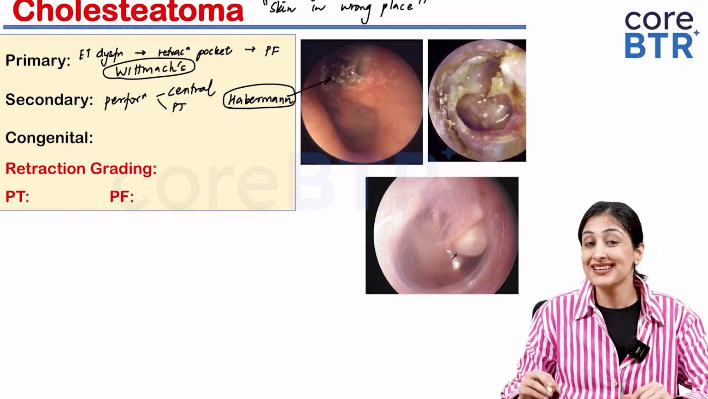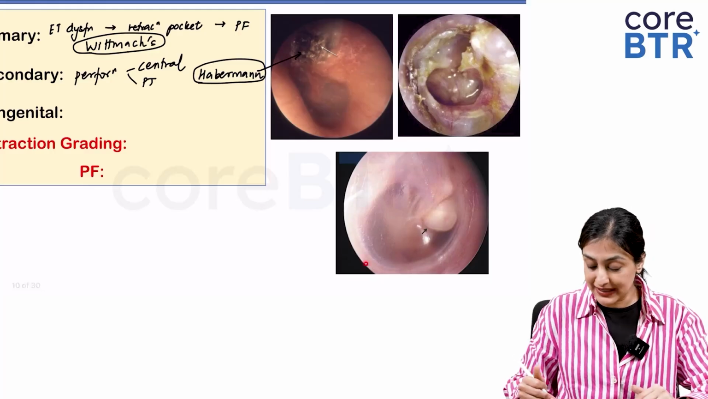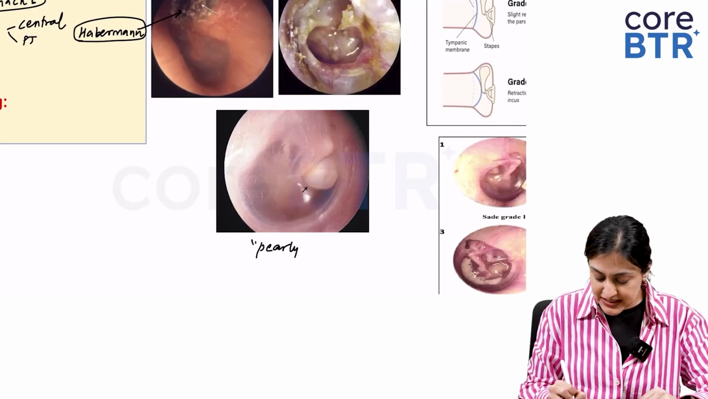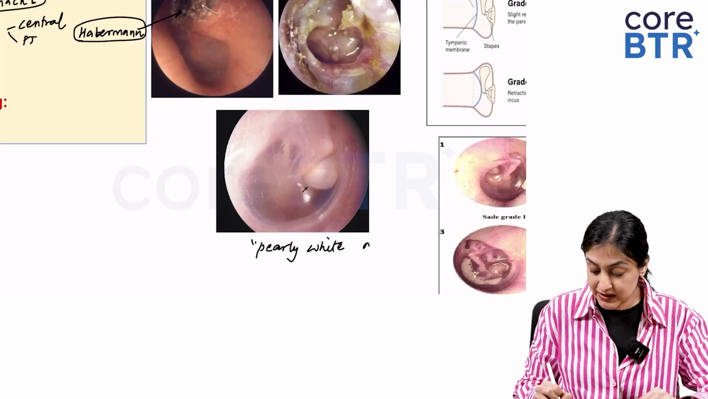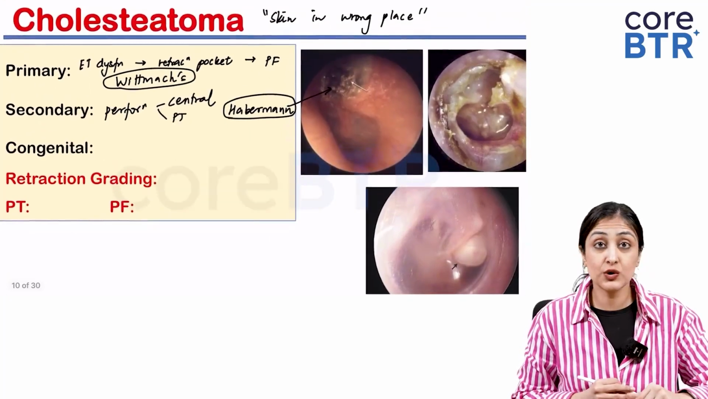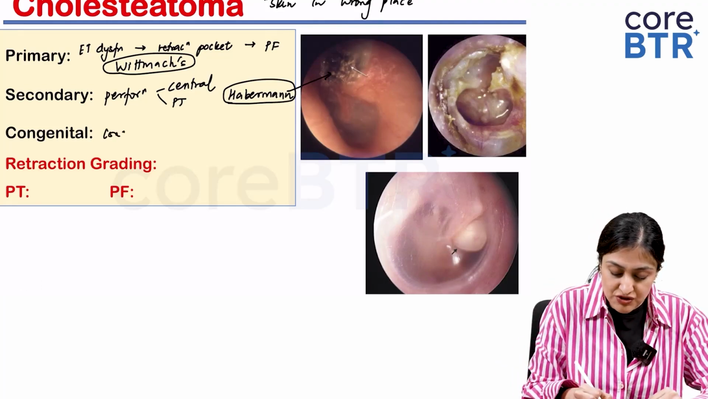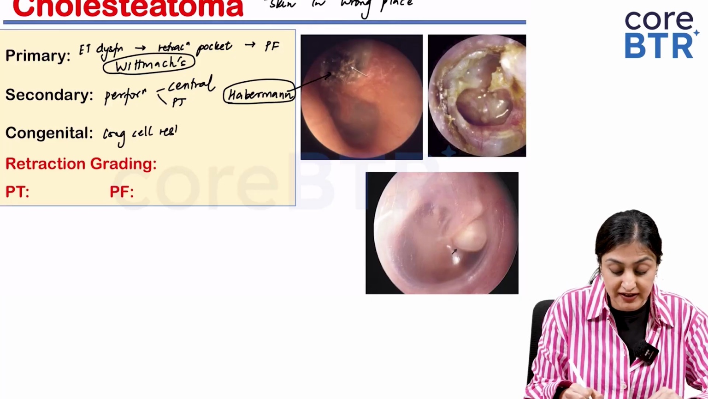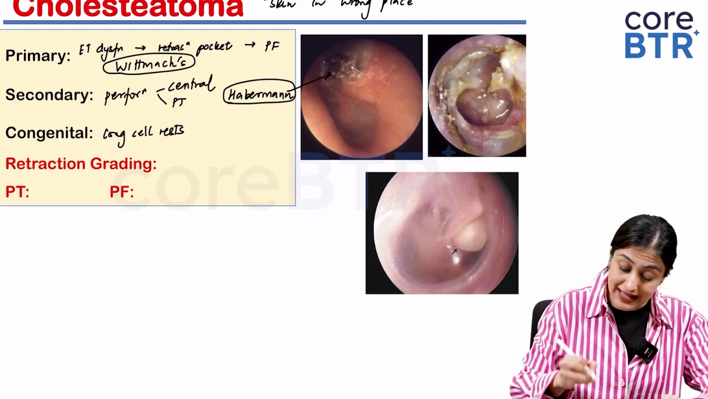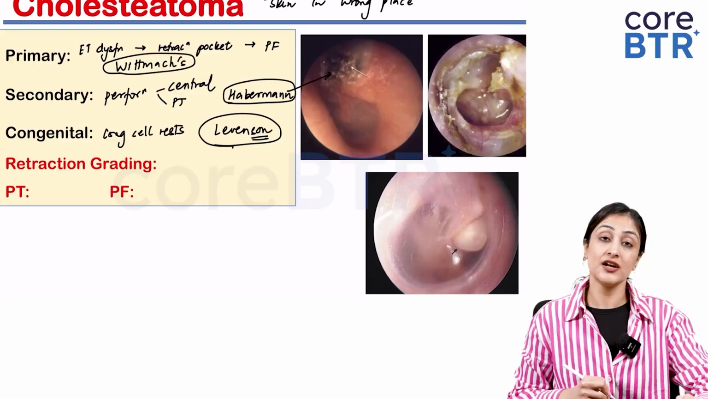Congenital cholesteatoma. There is no retraction, there is no perforation. So this is where we have an intact tympanic membrane, and can you see this is what has been described as a pearly white mass. Pearly white mass with an intact tympanic membrane will be the phrase they will use. So this is congenital cholesteatoma, and here they said, how did this happen? They said that there were some congenital cell rests. The cells were already there. That's their explanation. So congenital cell rests were there and they turned into cholesteatoma, and this theory was given by Levenson. Congenital, so Levenson.